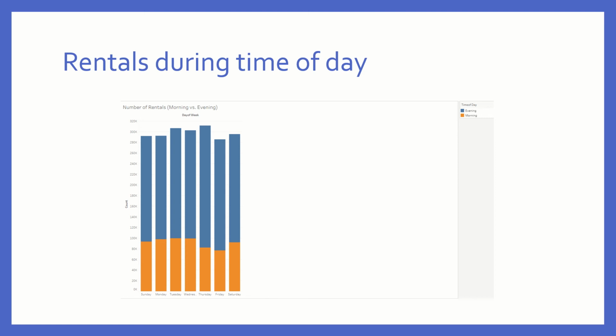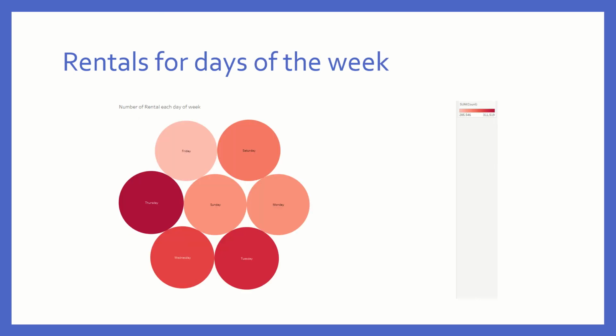For the second model, we compared the number of rentals with the time of day and found that more people rent bikes in the afternoon than in the morning. Knowing this, it may be smart for the company to allocate more resources, such as staff, to the afternoon. For the third model, we compared our number of rentals to the day of week and found that most rentals occur on Thursdays and the least number of rentals occur on Fridays.